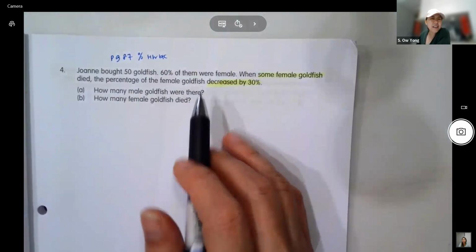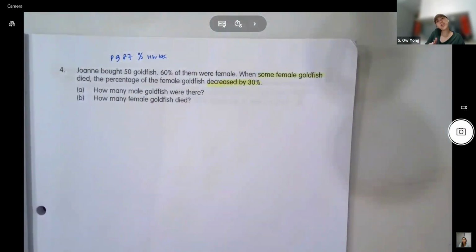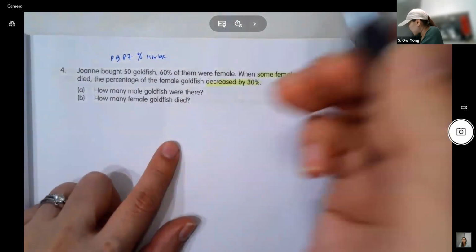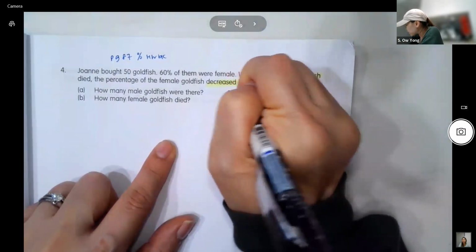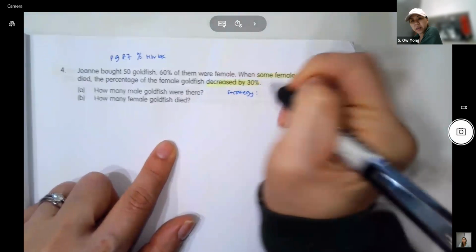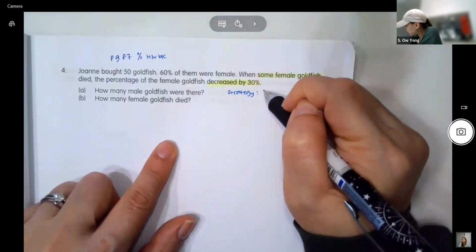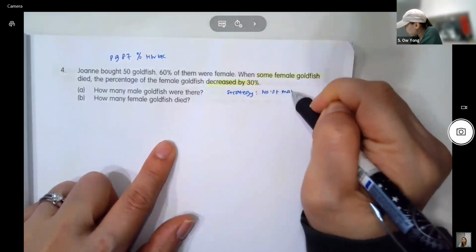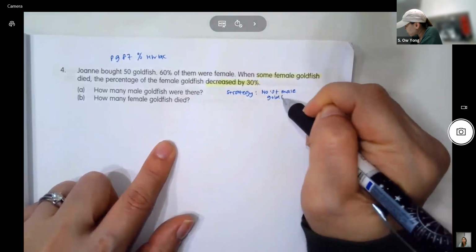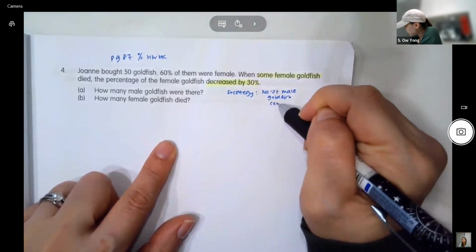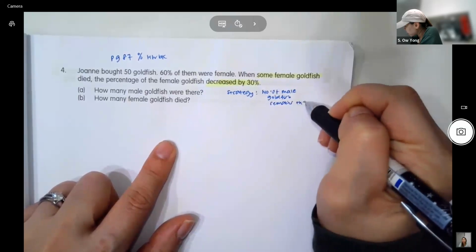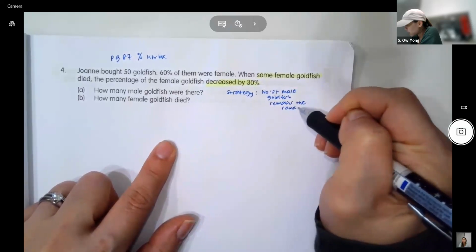Okay, take note, some female goldfish died. So there is something that didn't die. So do you know which goldfish didn't die? Yes, the number of male goldfish did not die. So the strategy, as I write, number of male goldfish remains the same.